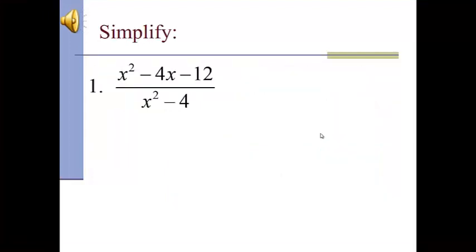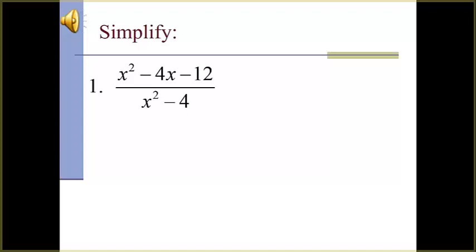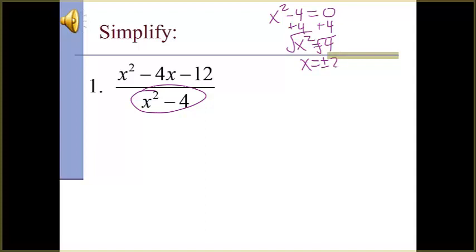All right, so what it's going to ask you to do is to simplify. And it also says in your notes to state any restrictions on the variable. So I'm going to actually do that first when I say state any restrictions on the variables. The restrictions are when the bottom is equal to 0. So I'm going to say x squared minus 4 equals 0. I add 4 to both sides. I get x squared equals 4. Square root of both sides, and you have x equals plus or minus 2 as your answer.